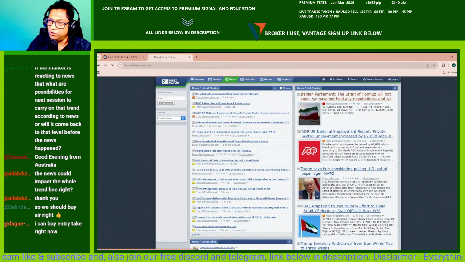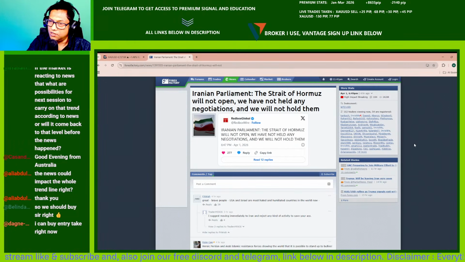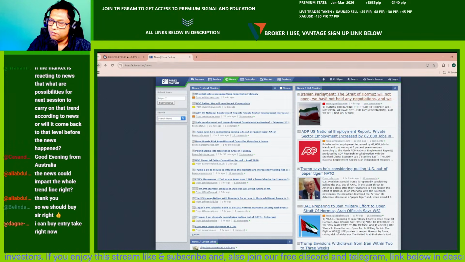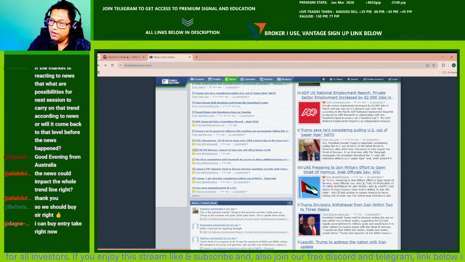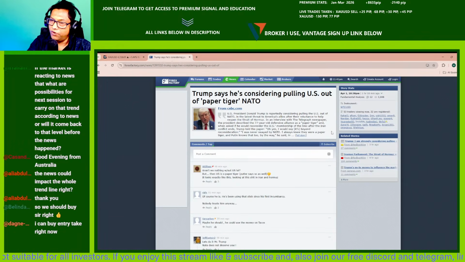So you saw the previous one, we looked at this one in Parliament. The Strait of Hormuz will not open. We have not held any negotiations, and we will not hold them. Okay, so if you look at it, there has been some information from them, and this is another one, so we looked at the ADP non-farm.